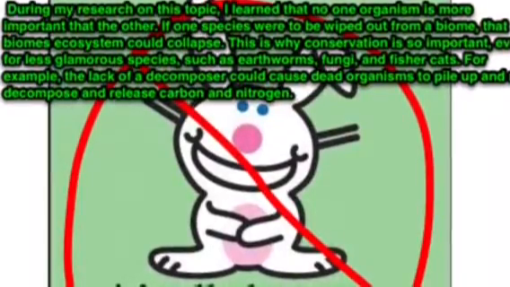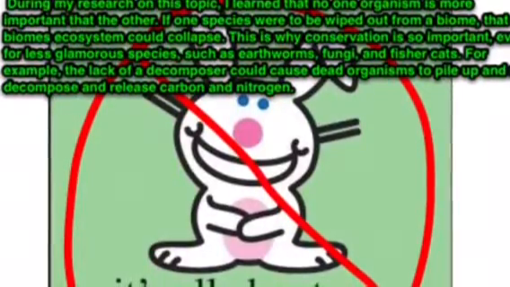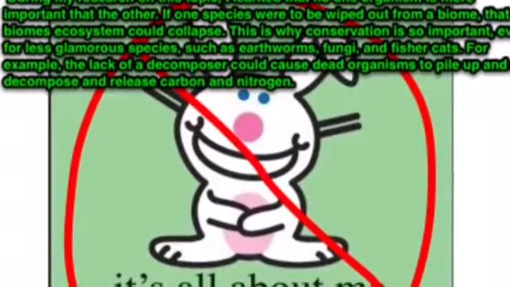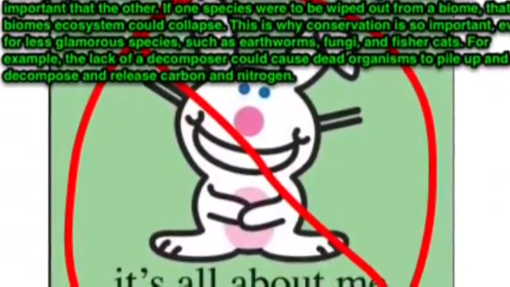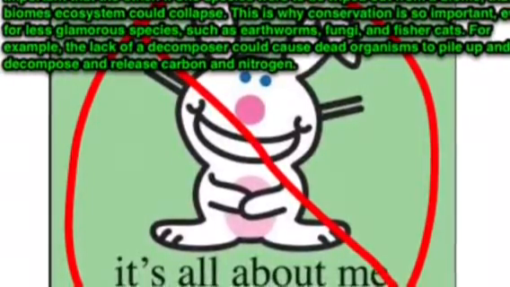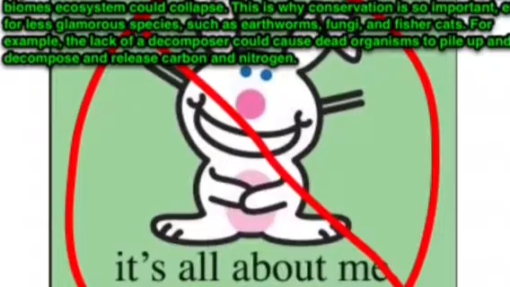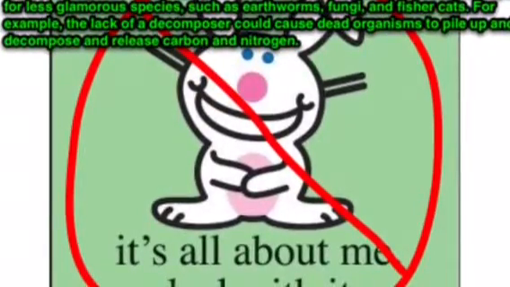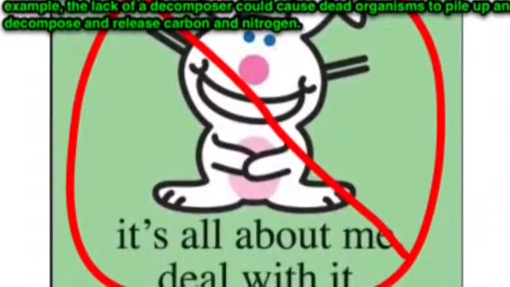Now we'll talk about what I learned. During my research on this topic, I learned that no one organism is more important than the other. If one species were to be wiped out from a biome, that biome's ecosystem could collapse. This is why conservation is so important, even for less glamorous species such as earthworms, fungi, and fisher cats. For example, the lack of a decomposer could cause dead organisms to pile up and not decompose and release carbon and nitrogen.